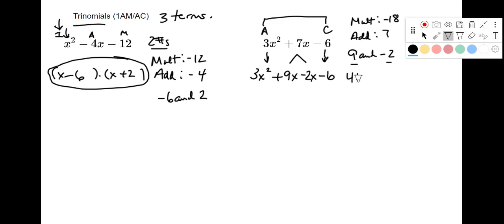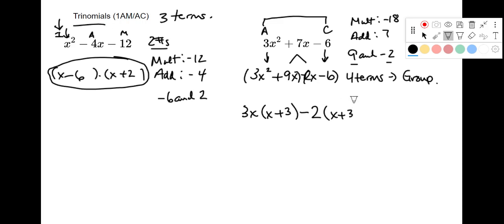Now I have 4 terms. And what do I do with 4 terms? I group it. So I'm going to do the same thing I did on the last slide. I'm going to group the first 2 terms together and the last 2 terms together. There they are. And I'm going to try to find GCFs. The GCF between 3x squared and 9x is 3x. I'd be left with x plus 3 in the first set of parentheses. My next GCF, bring down the minus, between 2x minus 6 is 2, so it's a negative 2. If I take out negative 2, I'd be left with x plus 3.